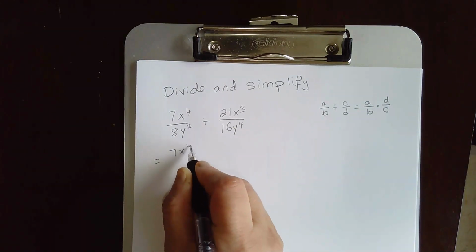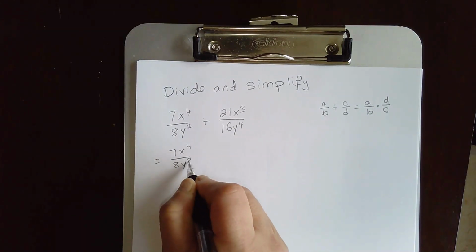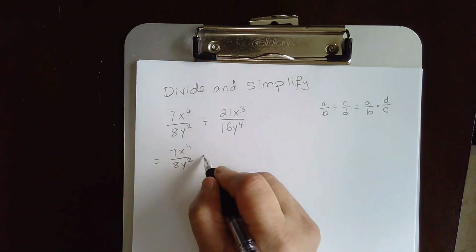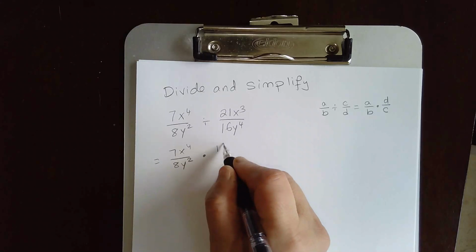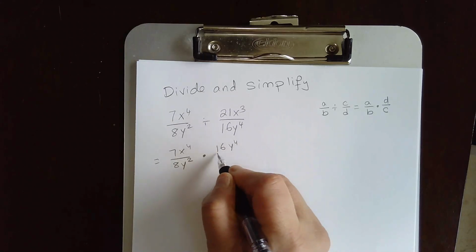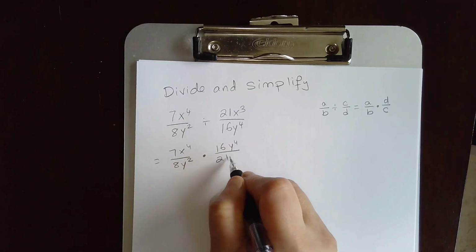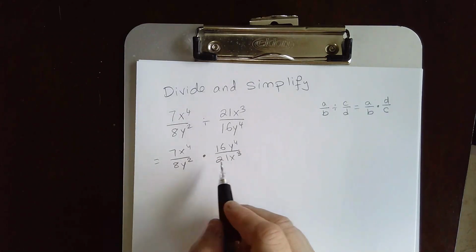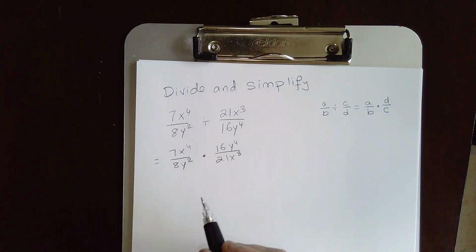7x to the fourth over 8y squared. The first rational expression does not change. This turns into multiplication, and 16y to the fourth becomes the numerator, and 21x cubed becomes the denominator. Now we turn it into multiplying rational expressions.